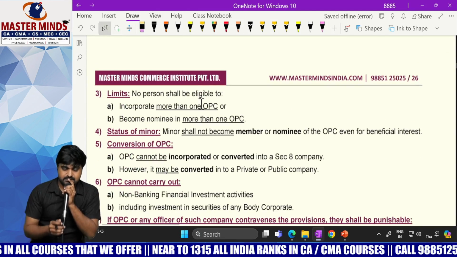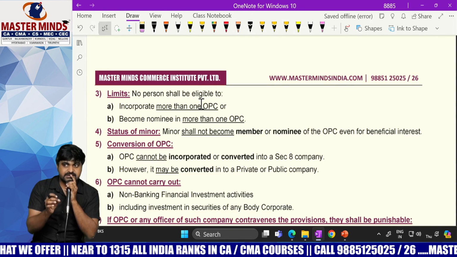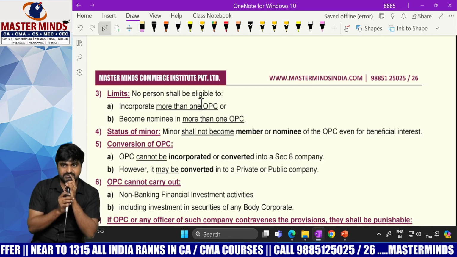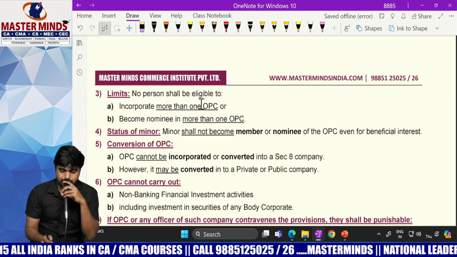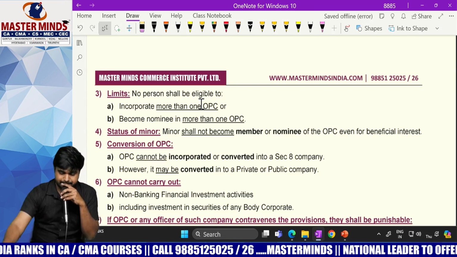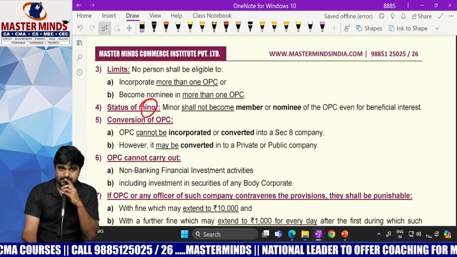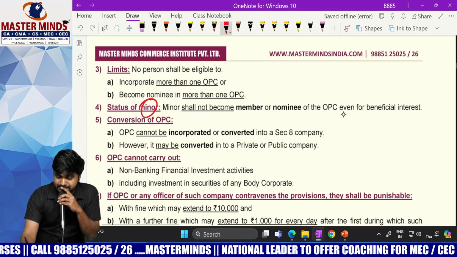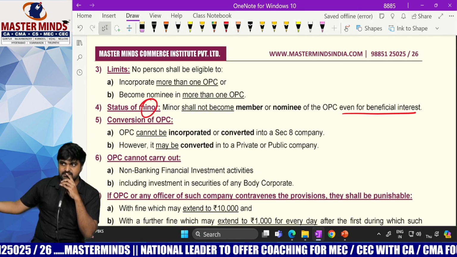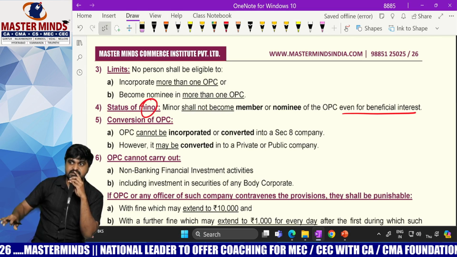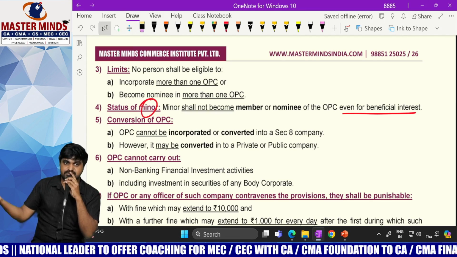Next one, limits. So a person can become member only in one OPC. A person can become nominee only in one OPC. Is it possible to have both membership as well as nominationship? Yes, possible. Provided limit is maximum 1. Then what about the status of minor? Can he become member? No. Can he become nominee? No. Even for beneficial interest also, answer is no. Because in case of partnership firm, generally minor is not allowed. But for benefits of the partnership firm, he is allowed. But in case of OPC, even for beneficiary interest also, he is not allowed.